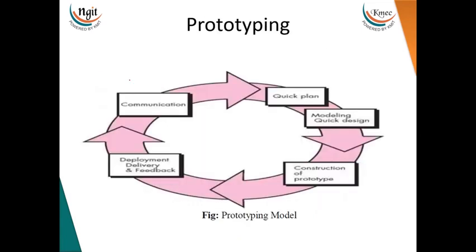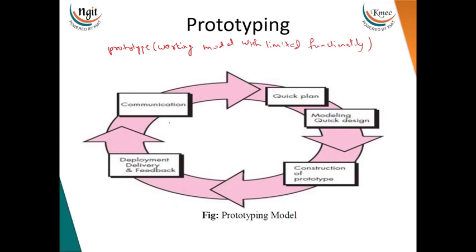Then we talk about prototyping. In this model, what happens is, a prototype is built. What is a prototype? A prototype is nothing but a working model, a working model with limited functionality. Okay, this is what a prototype is. In this prototyping model, the prototype is developed early, and we release this prototype to gather the user feedback, and based on the feedback, the prototype is then refined and a new version is built.